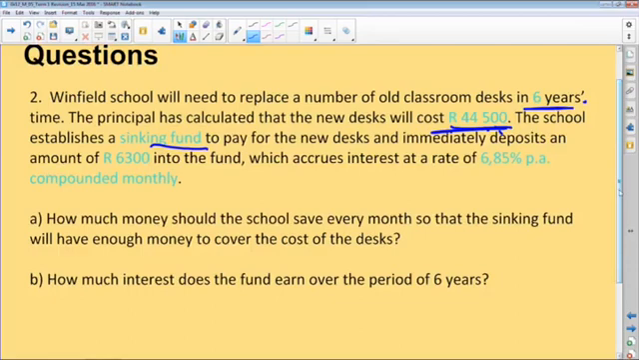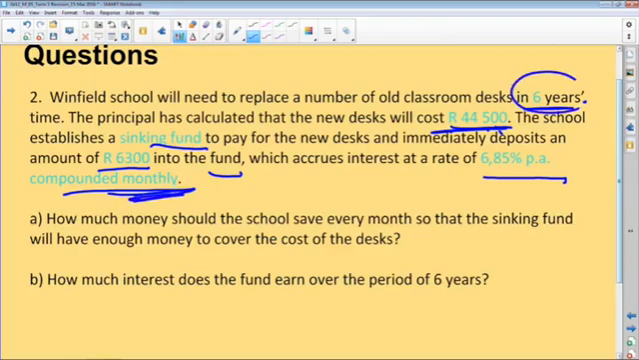And immediately deposits an amount of 6,300 Rand into the fund, which accrues interest at a rate of 6.85% per annum, compounded monthly. Now straight away when I look at this, as you see, I've highlighted key points for you, but also I notice that the interest rate is compounded monthly, but I am saving over a period of years, okay?